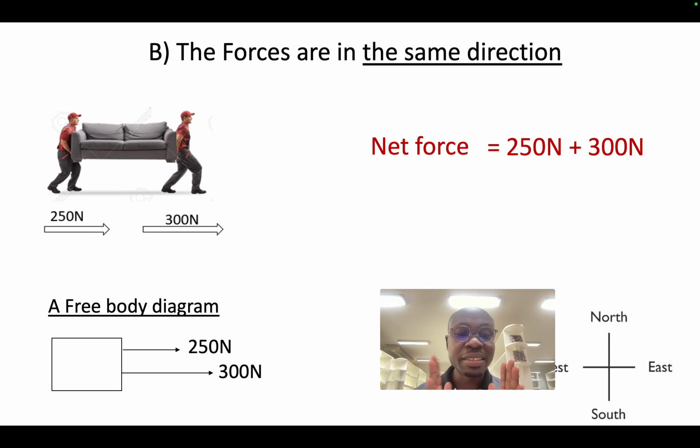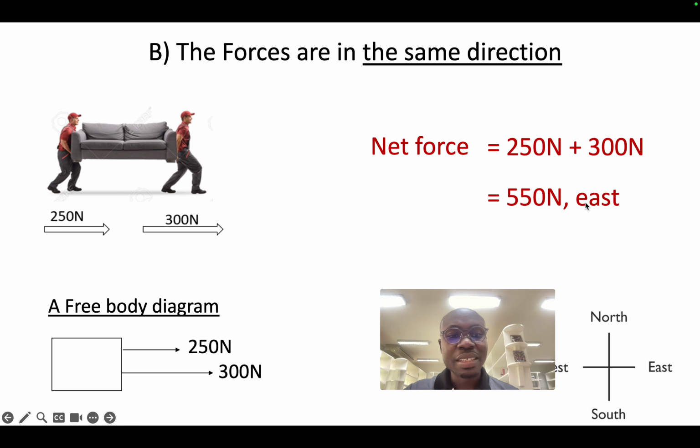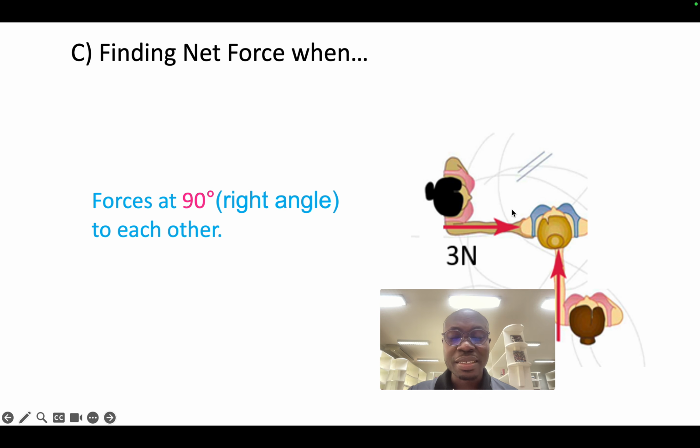Okay, now what is the net force? When they are in the same direction, we add. Okay, we add. So 250 plus 300 will be 550 newtons east. Okay, bring the direction. Now let's go to the next part. So A is what? When the forces are opposite, we subtract. B, when they are in the same direction, we add.